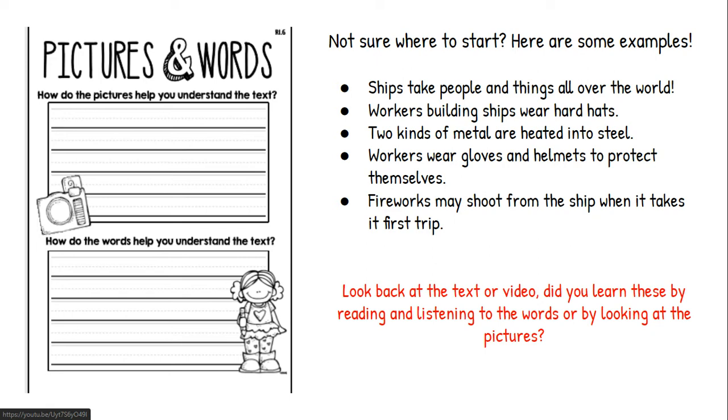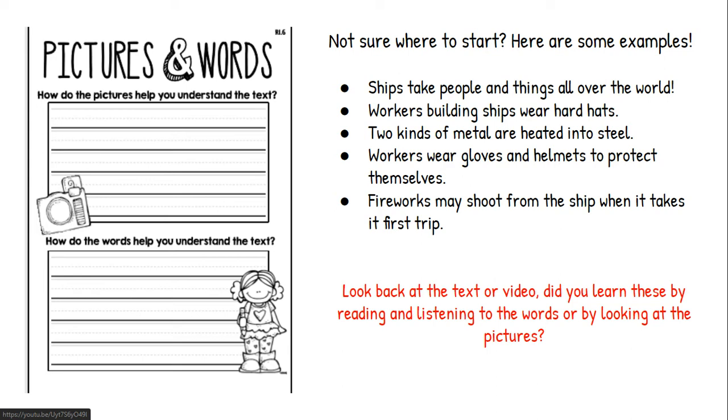Now, if you're not sure exactly where to start, here are some examples of information pulled from the text. Ships take people and things all over the world. Workers building ships wear hard hats. Two kinds of metal are heated into steel. Workers wear gloves and helmets to protect themselves. Fireworks may shoot from the ship when it takes its first trip.